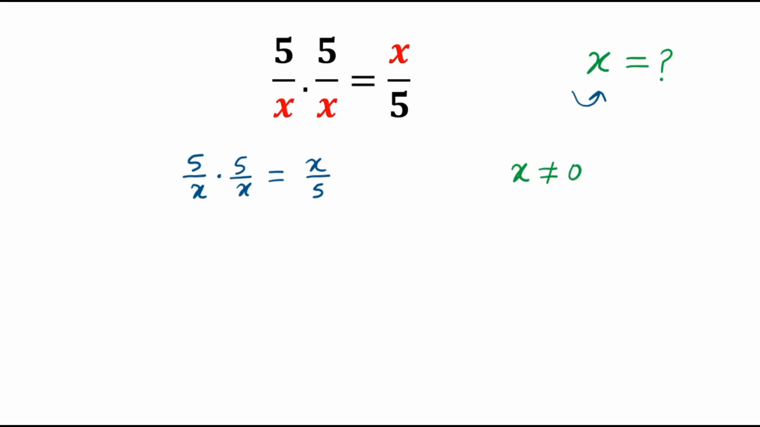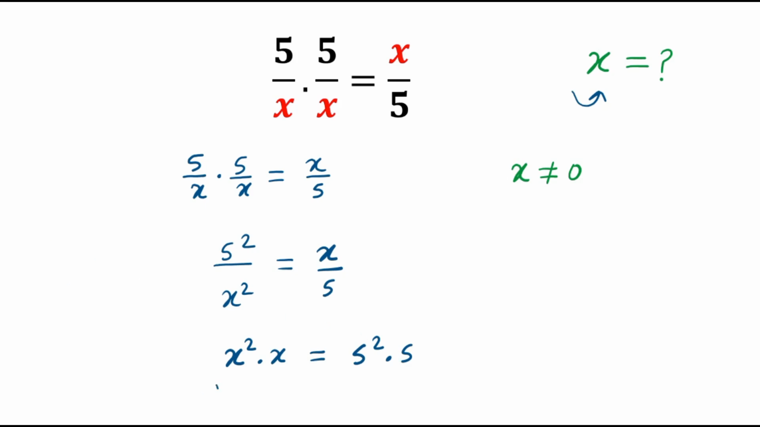Now 5 times 5 is 5 square, divided by x times x is x square, and this is equal to x over 5. Here we will apply cross multiplication, then x square multiplied by x is equal to 5 square multiplied by 5.